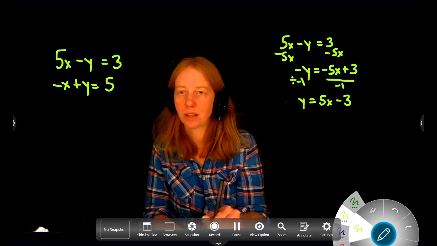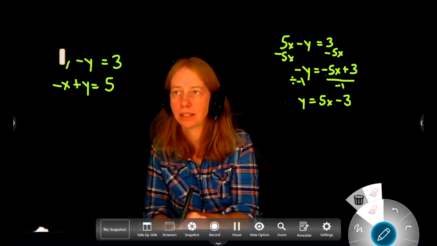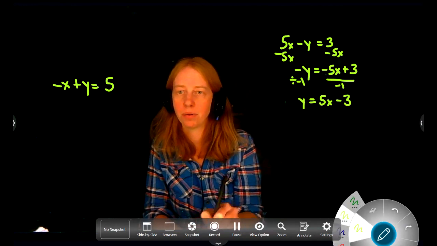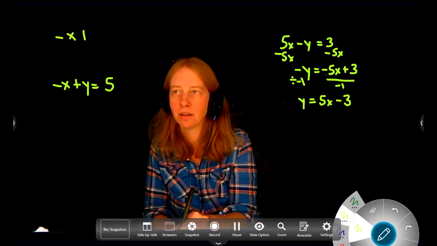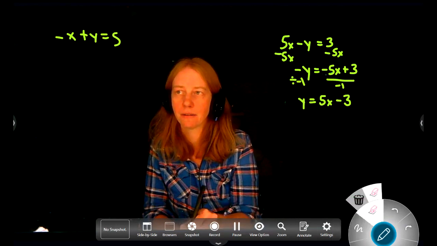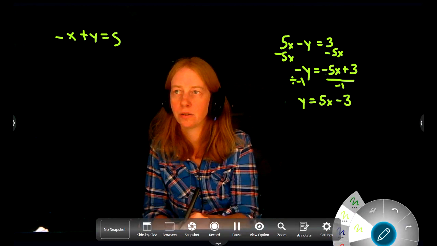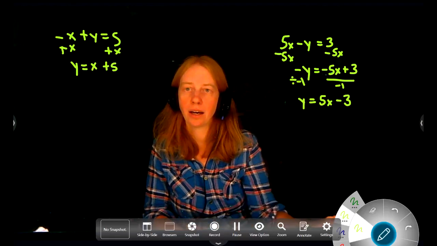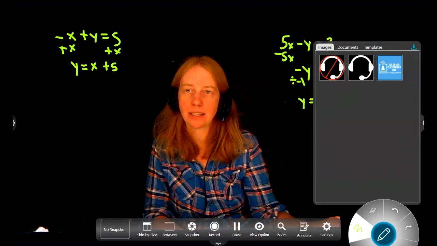Okay, I'm going to erase this first one since we already wrote it down. I'm going to move the other one up a little bit, that way we have plenty of room. So -x plus y equals 5. Let's do this math. I'm going to add x to both sides. So y equals x plus 5. So now I've got this that I can graph easily.